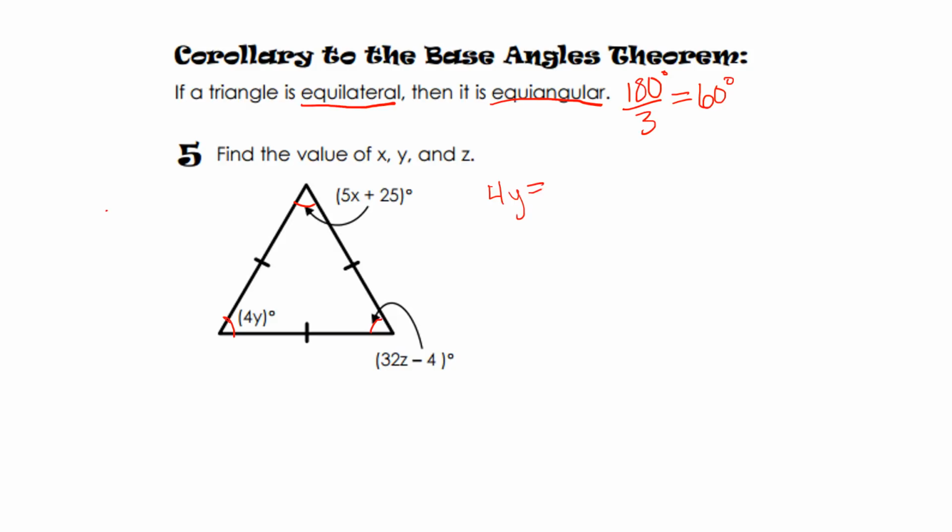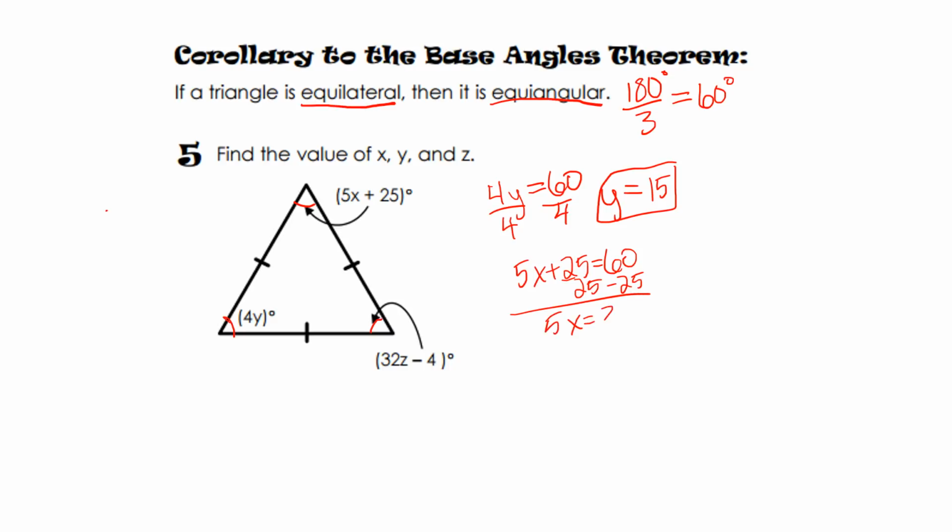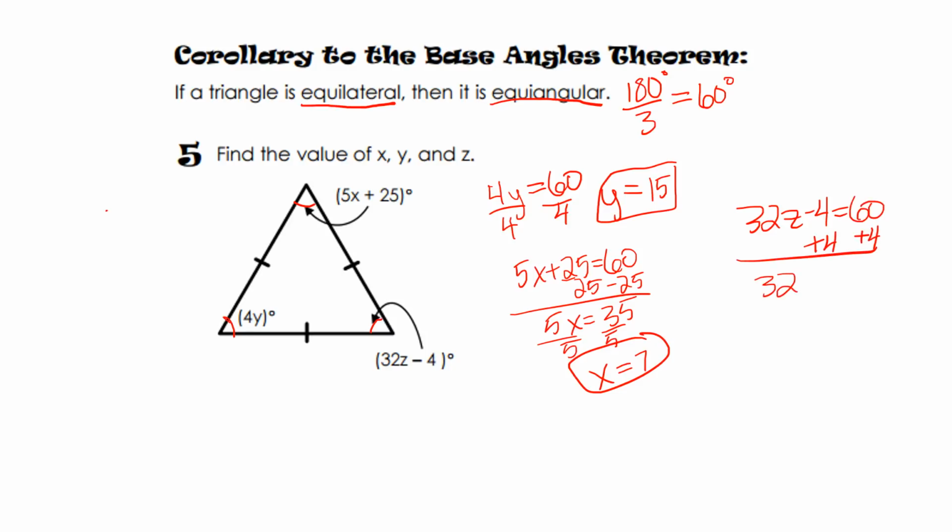So let's start with 4y equal to 60. Divide both sides by 4, and you get y is equal to 15. Set up the next equation, 5x plus 25 equal to 60. Subtract 25 from both sides. Get 5x is equal to 35. Divide by 5, divide by 5. X is equal to 7. And then if we have 32z minus 4 equal to 60, add 4 to both sides. 32z is equal to 64. If we divide both sides by 32, we get z is equal to 2.